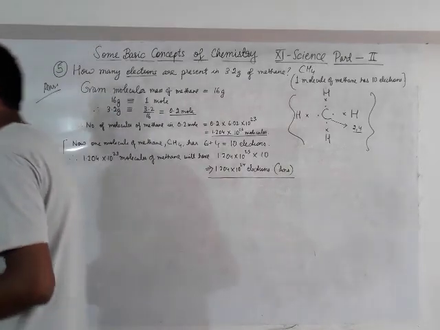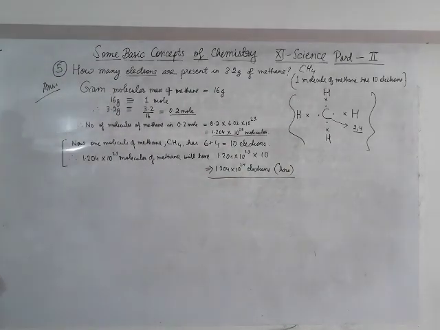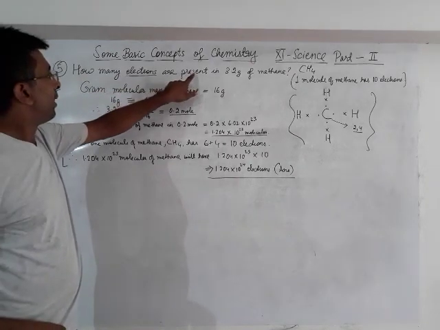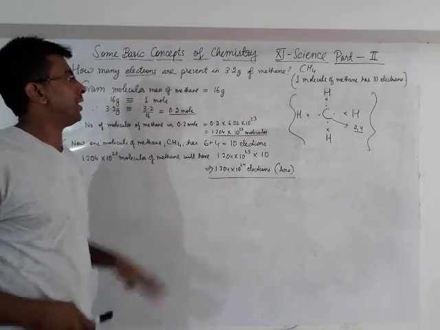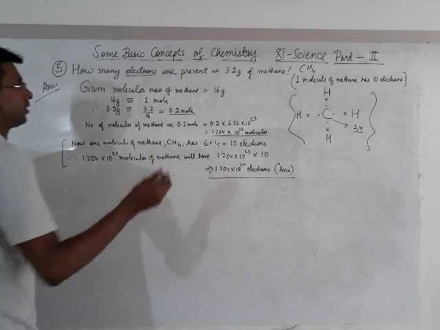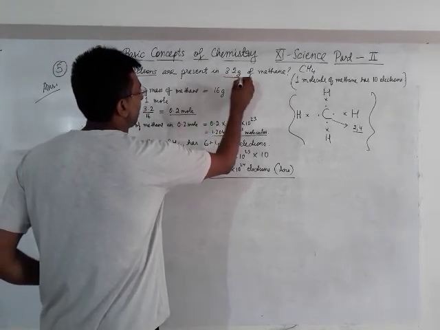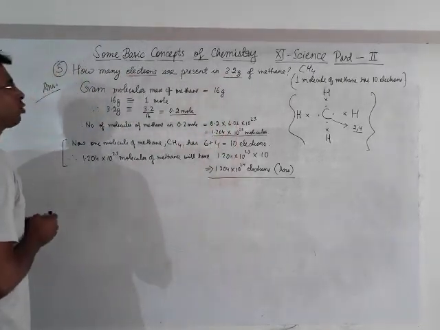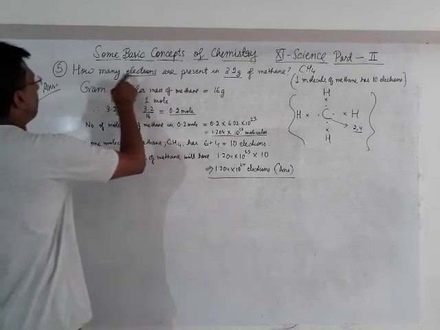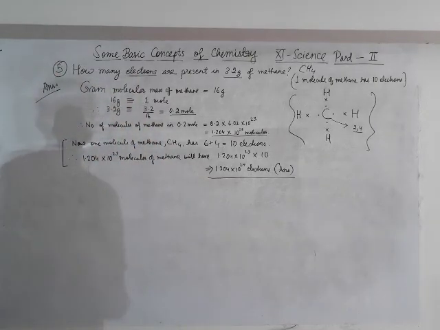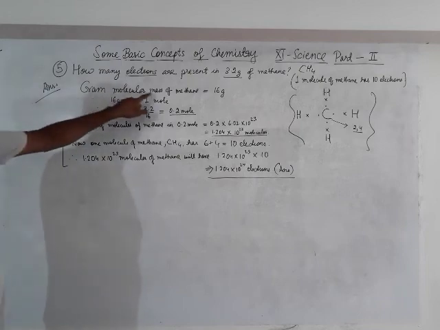Now let us come back to the question, my dear students. How many electrons are present in 3.2 grams of methane? So, the mass of methane is given. 3.2 grams of methane will have how many electrons? That is the question. To solve this problem, the first step is the gram molecular mass of methane.